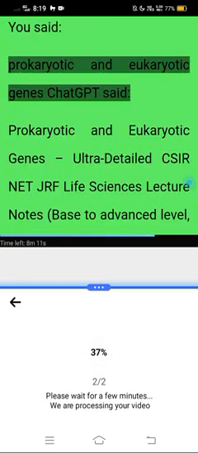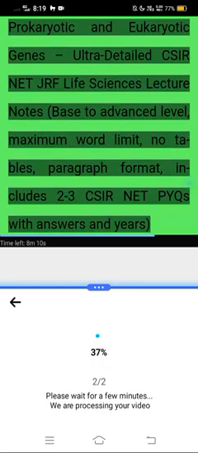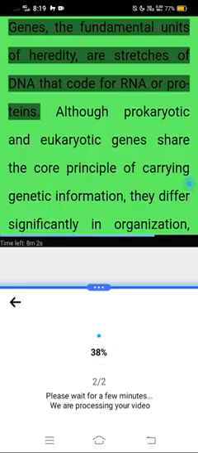Prokaryotic and eukaryotic genes. Prokaryotic and eukaryotic genes. Ultra-detailed CSIR NET JRF Life Sciences lecture notes based to advanced level. Maximum word limit. No tables. Paragraph format. Includes 2 CSIR NET PYQs with answers and years.